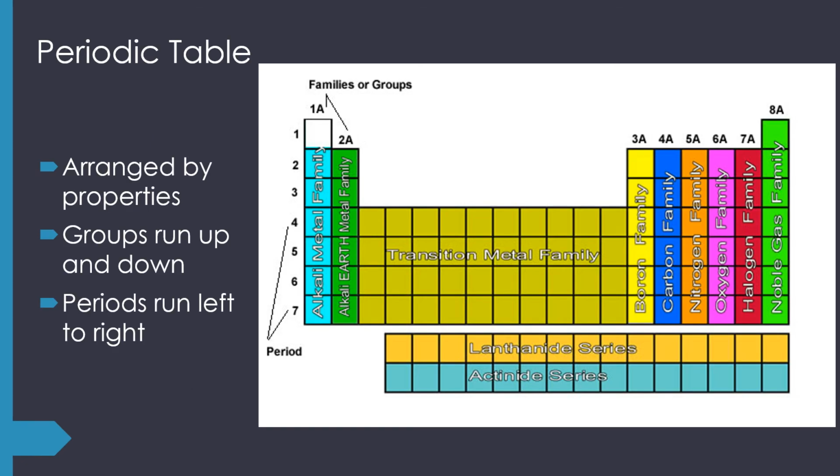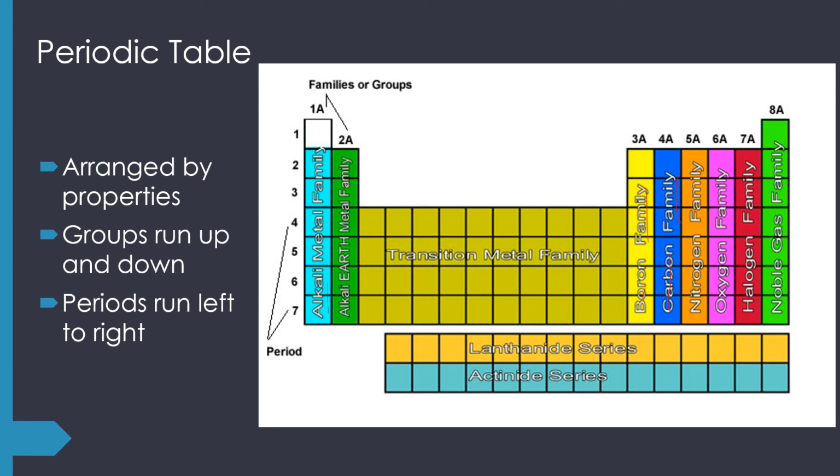Periodic table, some things about the periodic table. It's arranged by properties. So the alkali metals family are sort of that first column. The second column are called alkaline earth metals. They have similar properties, so they put them all together. Groups are running up and down, so we call these groups. You know, the boron family or boron group, and the carbon family, carbon group. These are groups going up and down.